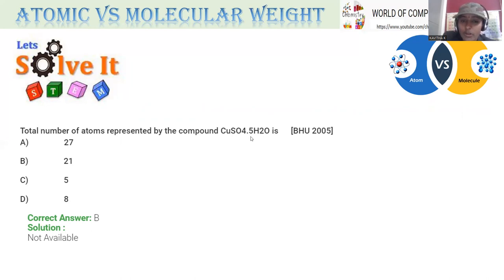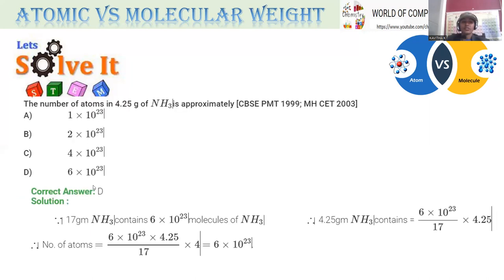Each water molecule has 3 atoms. 3 into 5, 15. 15 plus 6, 21. So 21 is the right answer. So individual atoms we have to calculate. Atoms are calculated by taking their superscripts and subscripts. Copper is 1 atom, sulfur is 1 atom, oxygen 4 atoms. 5 into 2, 10 hydrogens, 5 oxygens. If you take the sum of all this, you will get 21 as the final answer. Option B is the correct answer for this question.